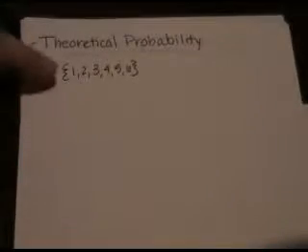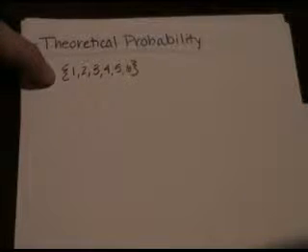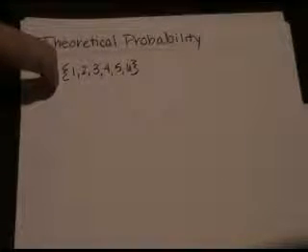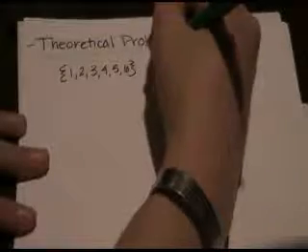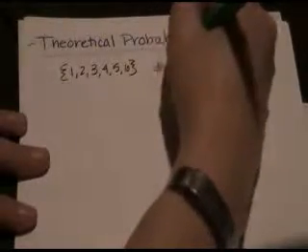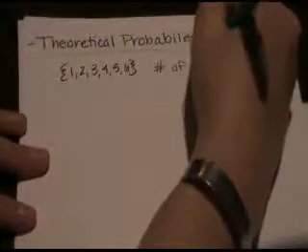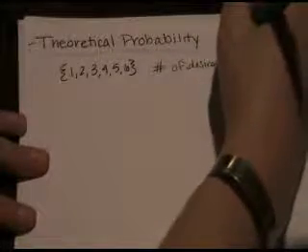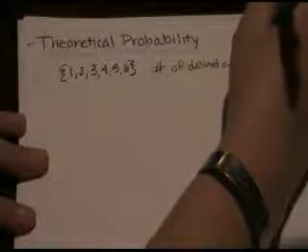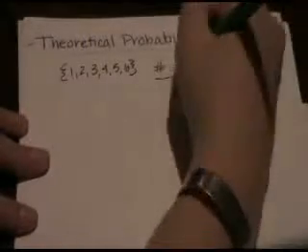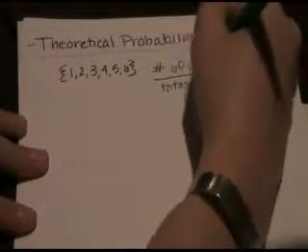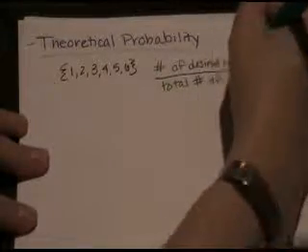Now once you have your sample space, you can go ahead and use your ratio for theoretical probability. So your ratio, your formula you're going to use, is the number of desired outcomes, so that's what you're looking for, over, giant fraction bar again, the total number of outcomes.